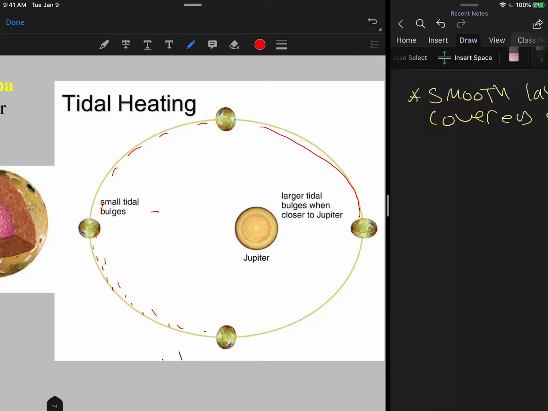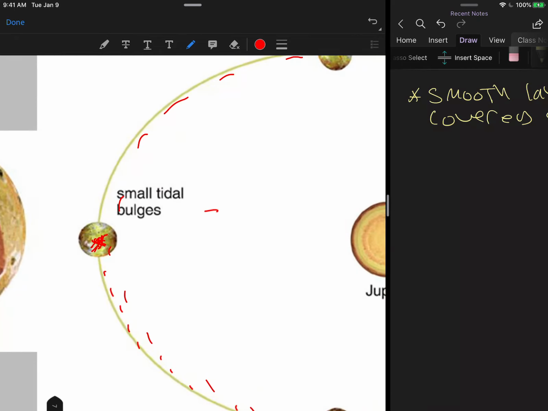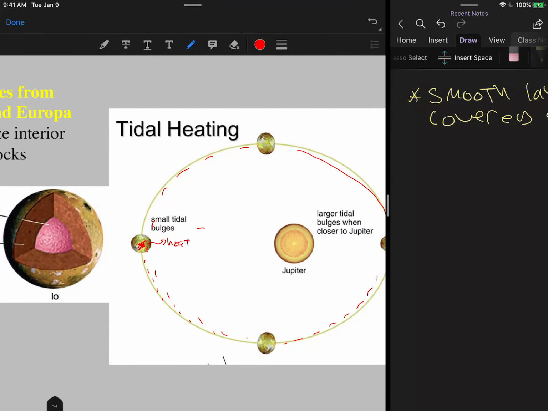This warping of the shape of Io heats up the internal parts of Io, and that releases heat. And that heat is able to melt the rocks in its mantle, and that's able to create all the volcanic activity, despite the fact that in these regions you have temperatures that are below freezing.